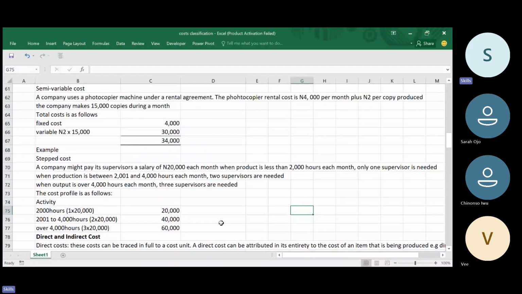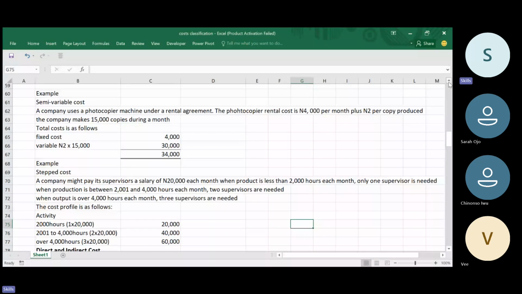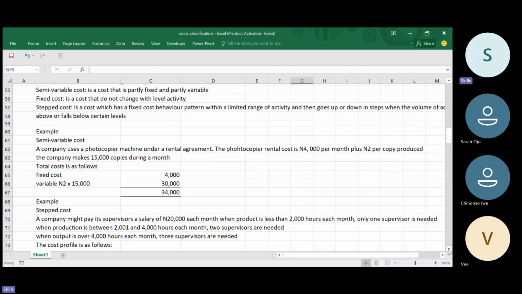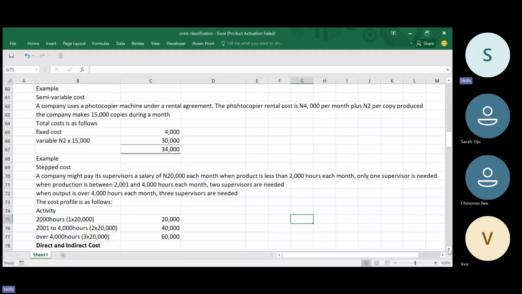Okay, look at it. We say step cost. I explain the step cost. I said it is the pattern. At a certain level, it is fixed. Step cost is a cost which has a fixed cost behavior pattern within a limited range. Look at it. From the question, you will see that within a range, it is fixed, and after that, it varies.